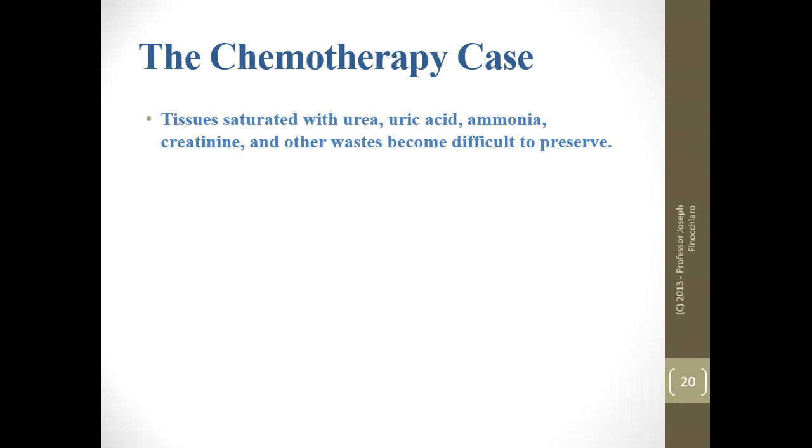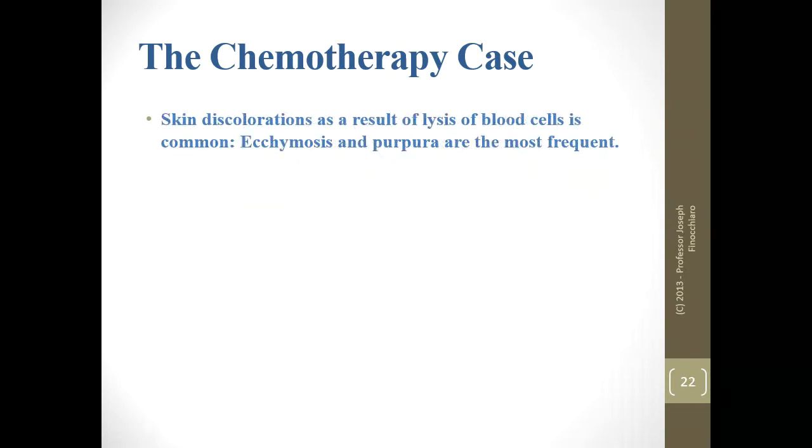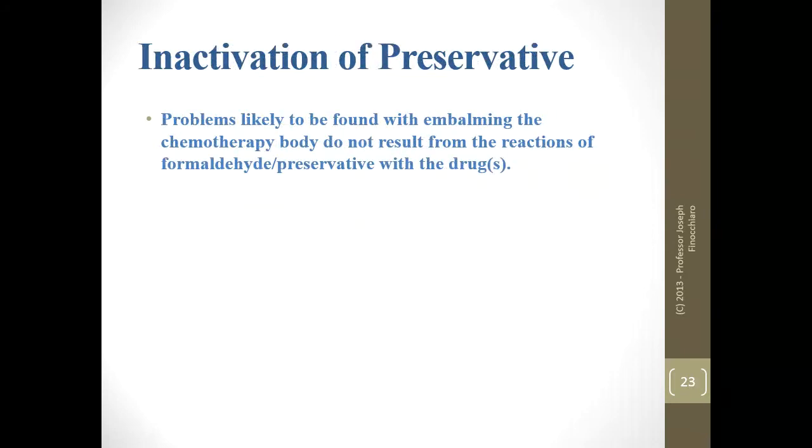Generally, it's urea, nitrogenous waste, ammonia, creatinine, and other wastes. They start to build up, and all of this causes problems and plays with our embalming chemicals. They then change the biochemical constituents of the blood and damage blood vessels, with clot formation and breakdown of blood. And we're not just looking at distribution problems, we're looking at discoloration problems. If we have lysis of the blood, that means the heme is separating and leaking into the tissues and causing postmortem stain. Ecchymoses and purpura are some of the most common discolorations as a result of hemolysis.